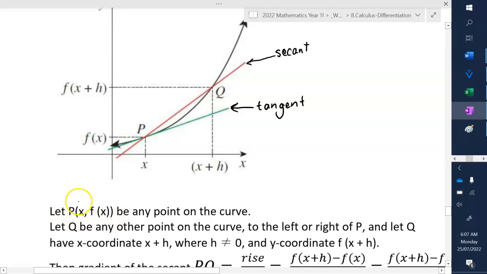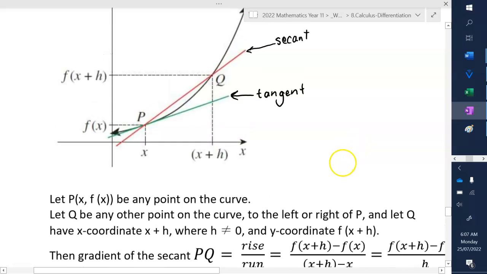We have a look down here. That can be any point on the curve. We've got our point Q up there as well. Q is another point on the curve. And to get to Q, which in this case is to the right of P, it could be to the left of P, it's just any other point on that curve, we're going to add a little bit extra. So we're at x for P, we're going to add a little bit called h. It's a tiny little bit. So x plus h will take us up to that x coordinate of Q.